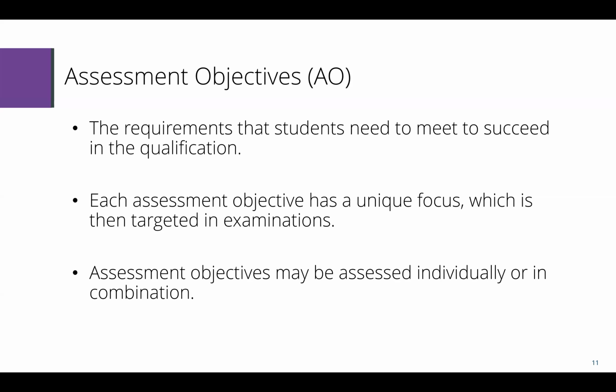So we have assessment objectives, and the assessment objectives define the things that students need to do in this qualification. And we'll look at those in a minute. There are 4 assessment objectives, and each one has a distinct focus, and that focus is then targeted in the papers and the exams. And sometimes you'll see it says here that the assessment objectives can be assessed individually, so just one assessment objective, but sometimes there will be a combination of these assessment objectives.